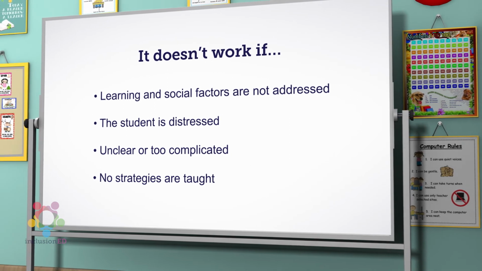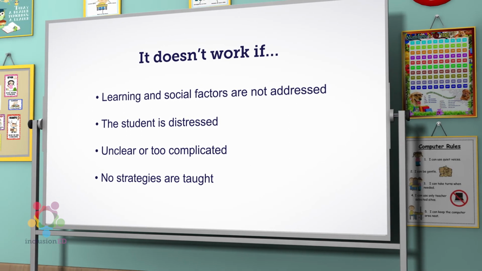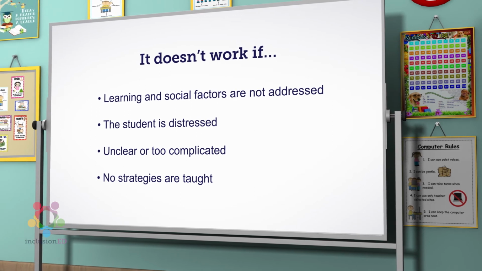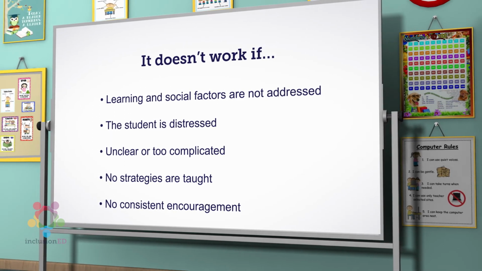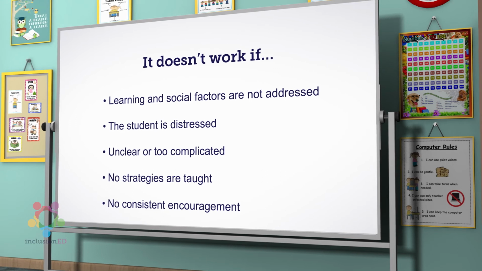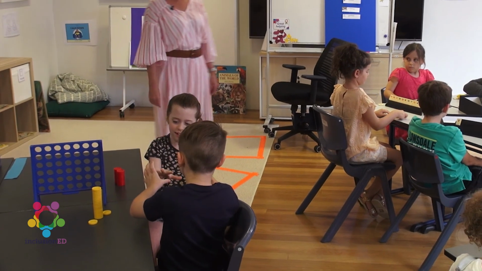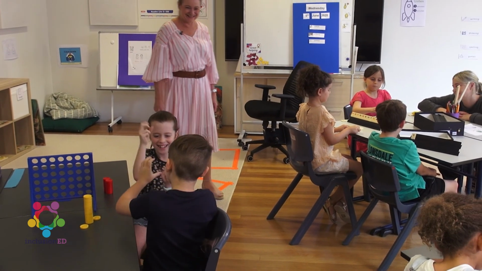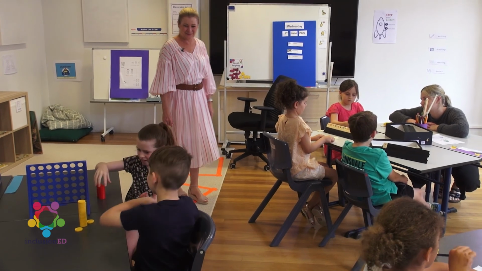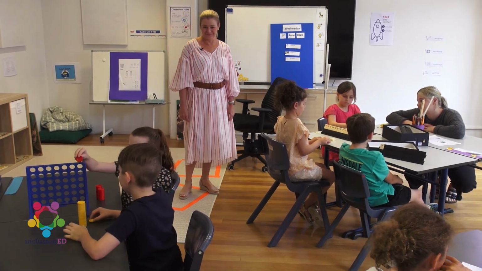It doesn't work if the student is taught the process but not the strategies, or vice versa. And it doesn't work if strategies and skills aren't consistently encouraged when a social problem occurs. Teaching social problem solving increases student ability to recognise issues when they arise and recover from these issues in a productive manner.